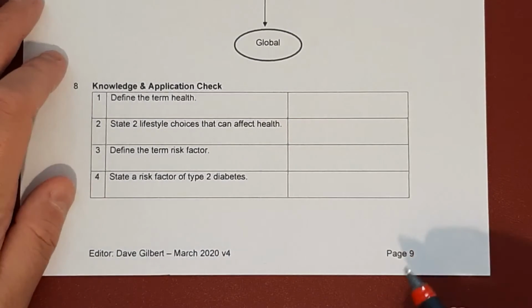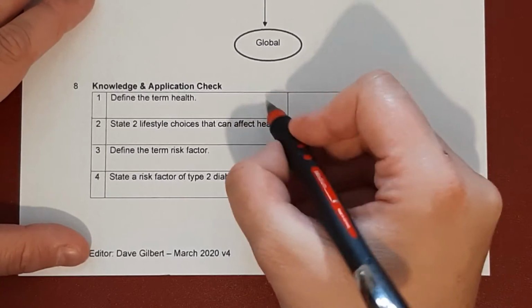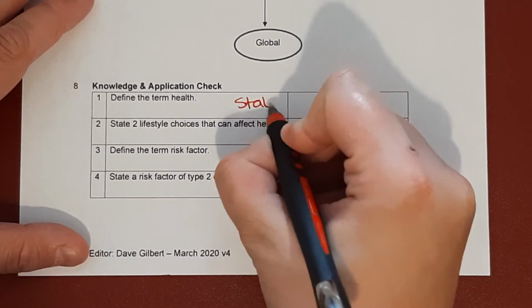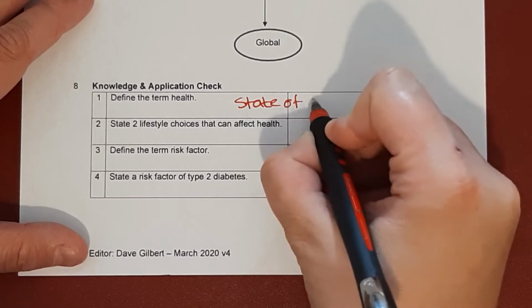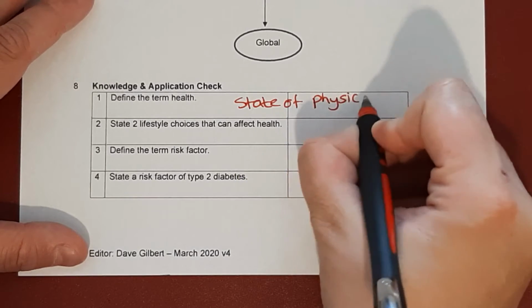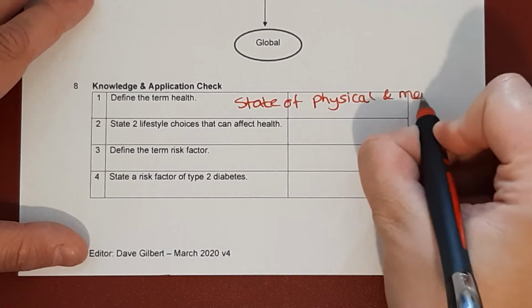Okay, so question 1, define the term health. Health is a state of physical and mental well-being. You'll be asked this question a lot, so you do need to learn it.